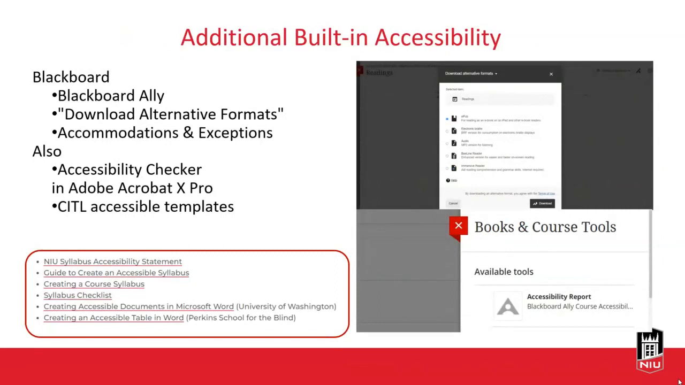There are also these built-in accessibility options in Blackboard. If you use Blackboard Ally, that is all based off of whether or not your materials are accessible. When you go into documents that you've already uploaded on Blackboard, you or students can download the documents in alternative formats, so you can download something in a way that is going to work better for you or for other students.